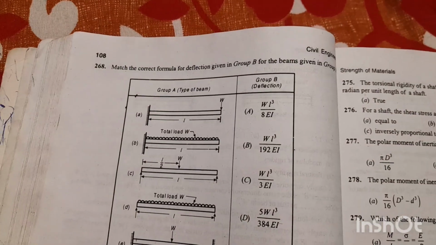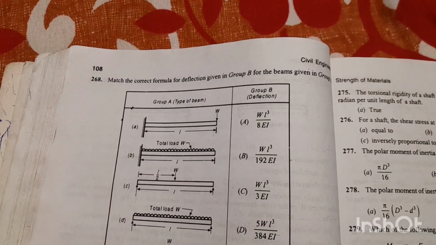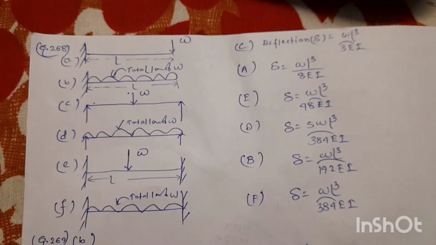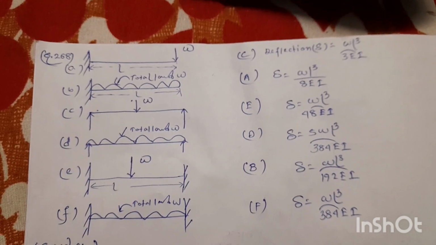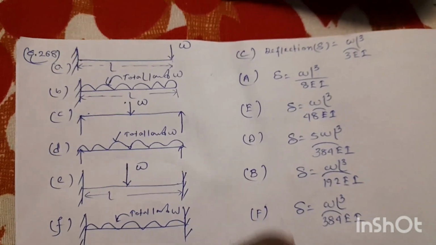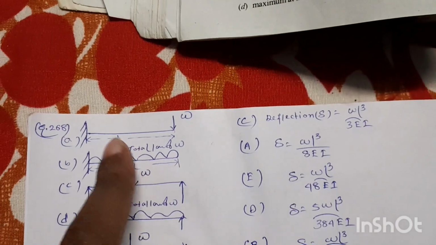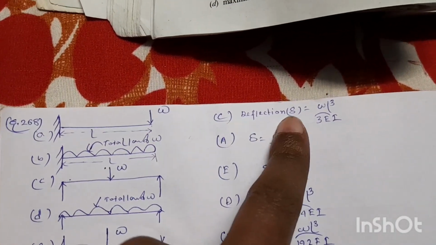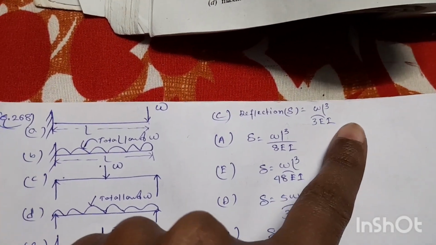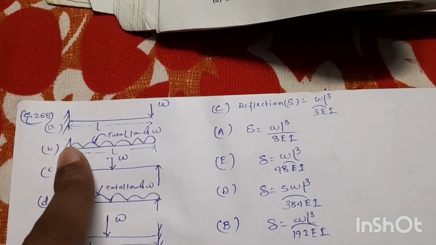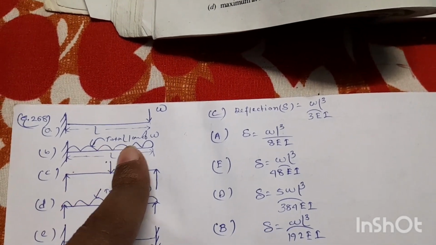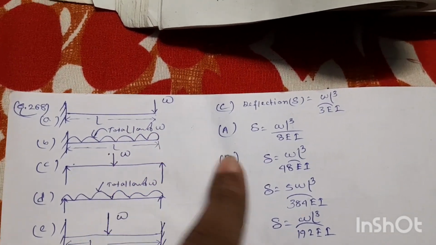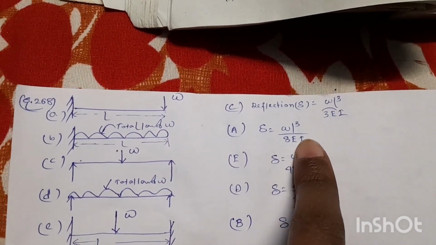Next question 268. Match the correct formula for deflection given in group B for the beam given in group A. So friends, I have drawn the beams from question 268. First beam, the cantilever beam subjected to a point load W at the free end, the maximum deflection will be WL cube divided by 3 EI. Next beam, the cantilever beam subjected to a uniformly distributed load, total load W, the maximum deflection will be WL cube divided by 8 EI.